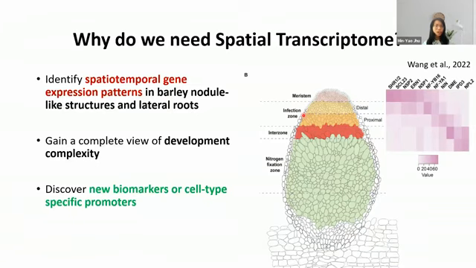So why do we need to use the spatial transcriptome? Because we know that the developmental process is very complicated, and different cell and tissue types will have different expression profiles. Identifying the spatial-temporal gene expression pattern can help us have a more detailed understanding of the gene regulatory process during the different stages of development. It also helps us identify potential biomarkers and cell-type-specific promoters for further engineering steps.